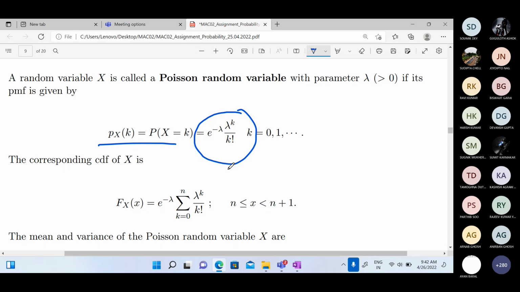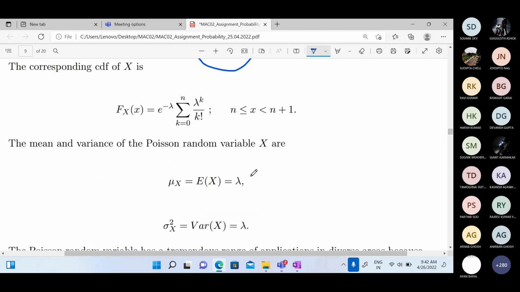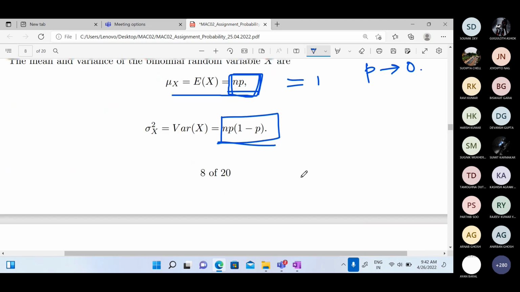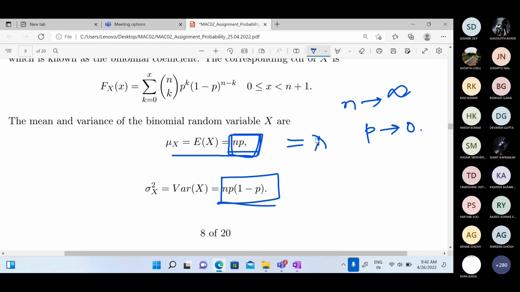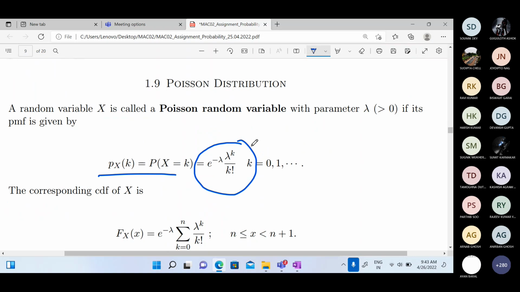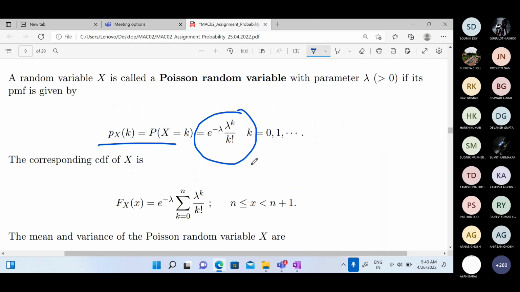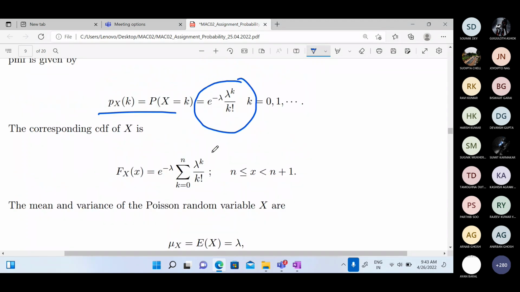After some calculation, the binomial random variable tends to the Poisson random variable when n is infinite. The Poisson distribution is e to the power minus lambda, lambda to the power k, over k factorial. Similarly, we can find the mean; the mean is lambda. I wrote 1 here, but it is not 1, it is some finite lambda. So n tends to infinity and p tends to 0, and np is somehow lambda. Then we consider the Poisson random variable, and the corresponding CDF is this one.